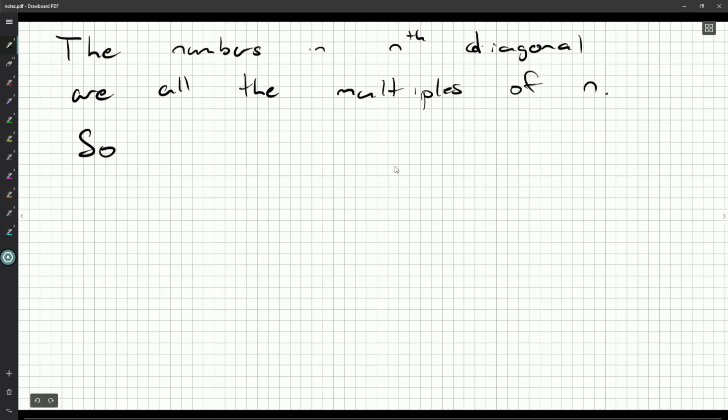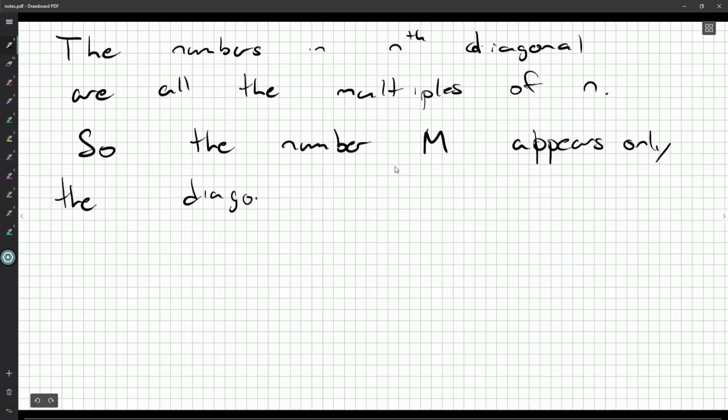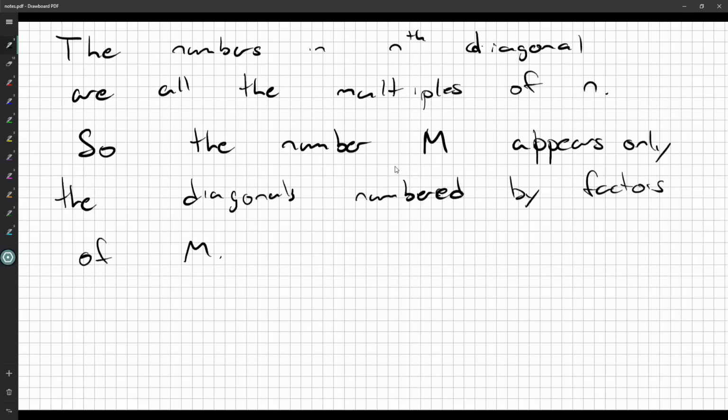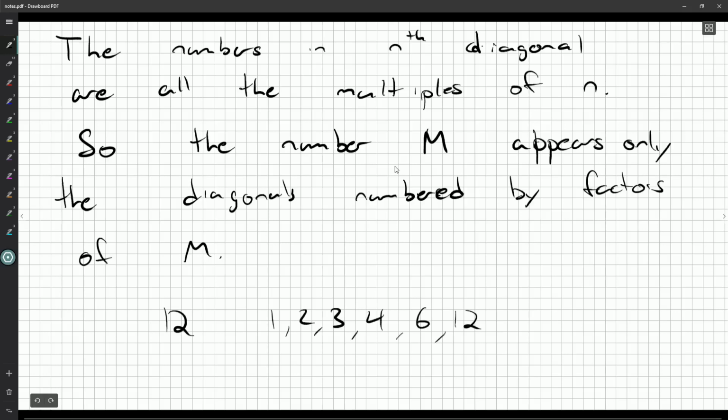So the number, and I can be general here, the number, let's say, m, appears only in the diagonals numbered by factors of m. So, for example, something like 5 should only appear in the first and 5th diagonal. Something like 12 should appear in the 1st, 2nd, 3rd, 4th, 6th, and 12th diagonals.